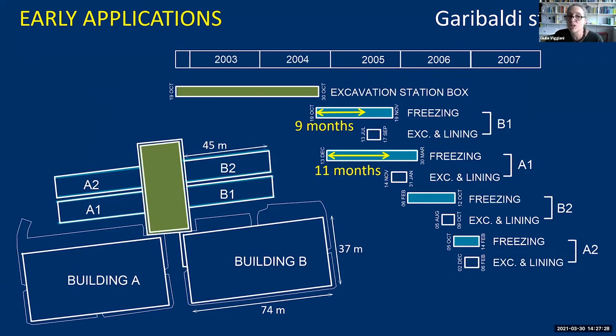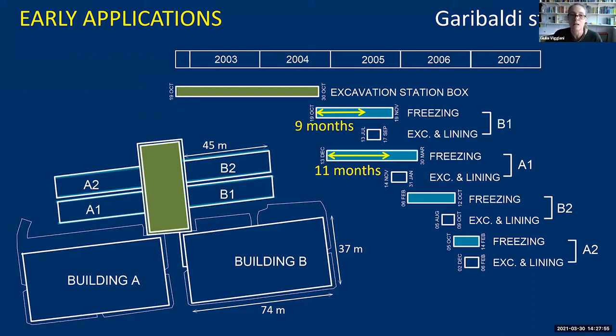So you've seen this slide before. I just wanted you to notice that between the start of freezing and the start of excavation, there were 9 months wait for the case of tunnel B1 and 11 months wait for the case of tunnel A1. So you're waiting there and you continue to freeze and you continue to waste energy and you don't know what's going on because you don't have a very intelligent way to look at your data. And there are other potentially adverse effects on the work.